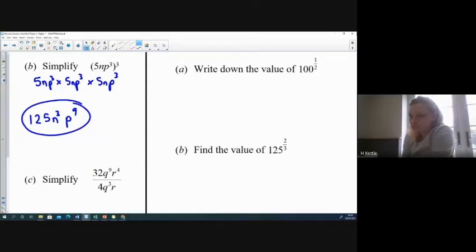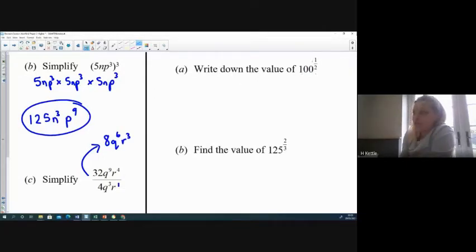But this one's similar to the one that we did on the previous screen. 32 divided by 4 is 8. q to the power of 9 divided by q to the power of 3 is q to the power of 6, because we're taking away. And r to the power of 4 divided by r is r cubed, because again, we could put that little 1 there if we wanted.